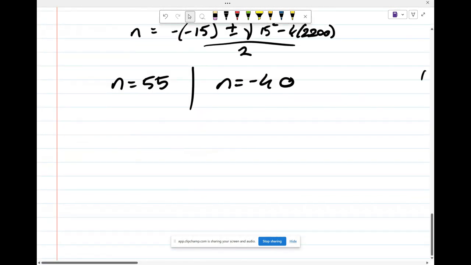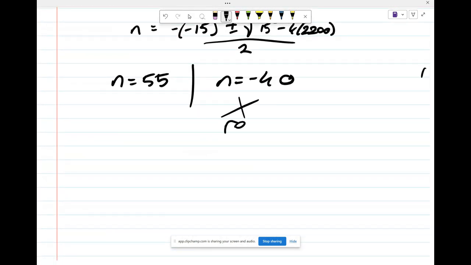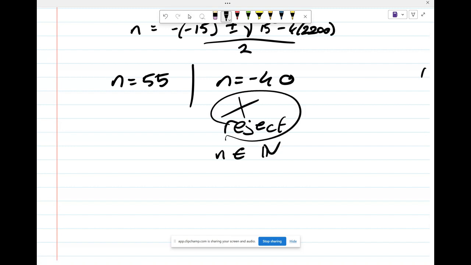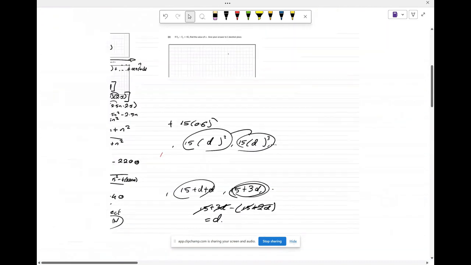And so that's why down here we can reject this value for n, because n is a natural number. You don't have to say that, you can just say reject, but you guys know natural numbers are just any whole positive number. Perfect. So that's the first part of the question.